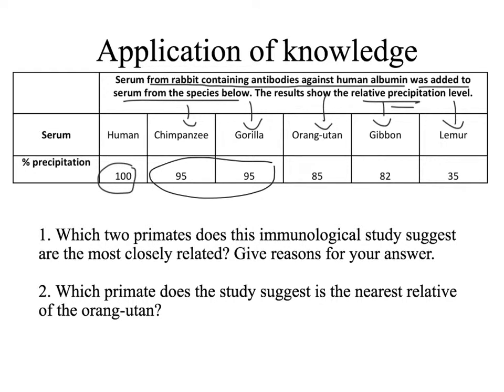The primate that the study suggests is the nearest relative of the orangutan is probably the gibbon here, okay, because they have similar relative precipitation levels, again giving us that indication of what their albumin is like relative to the human albumin.